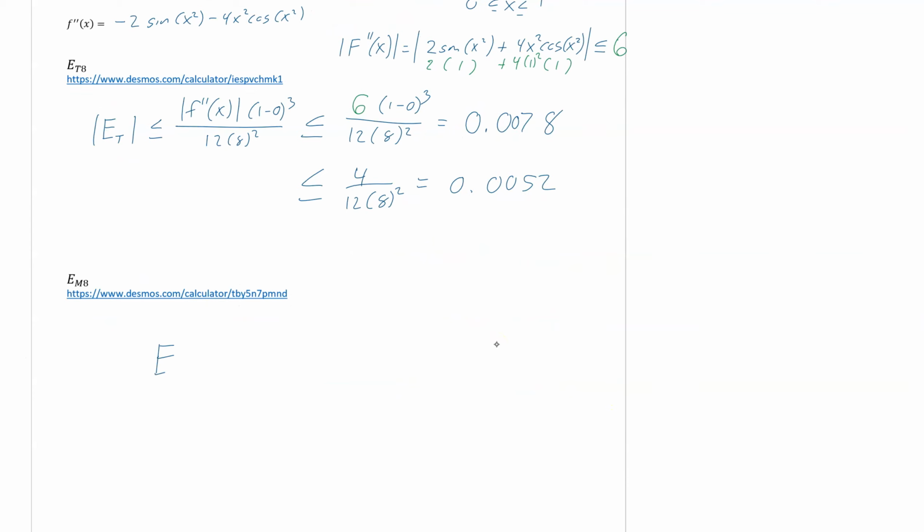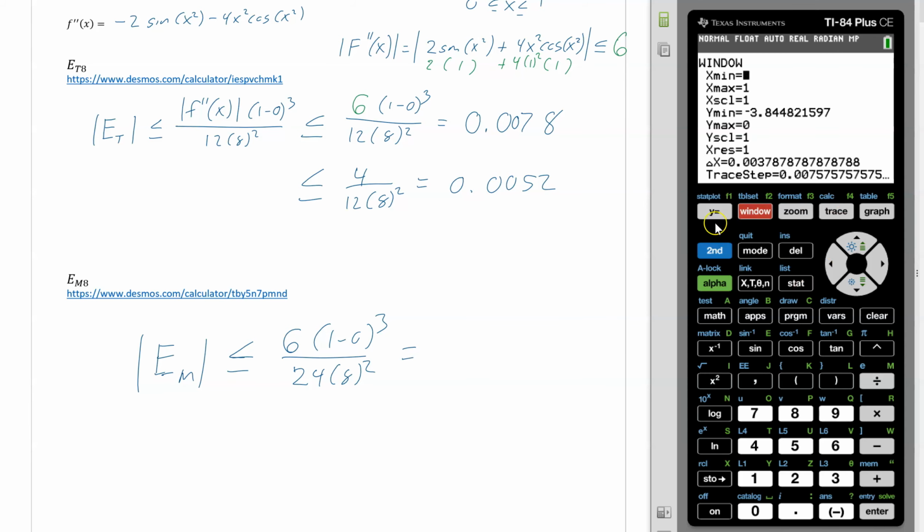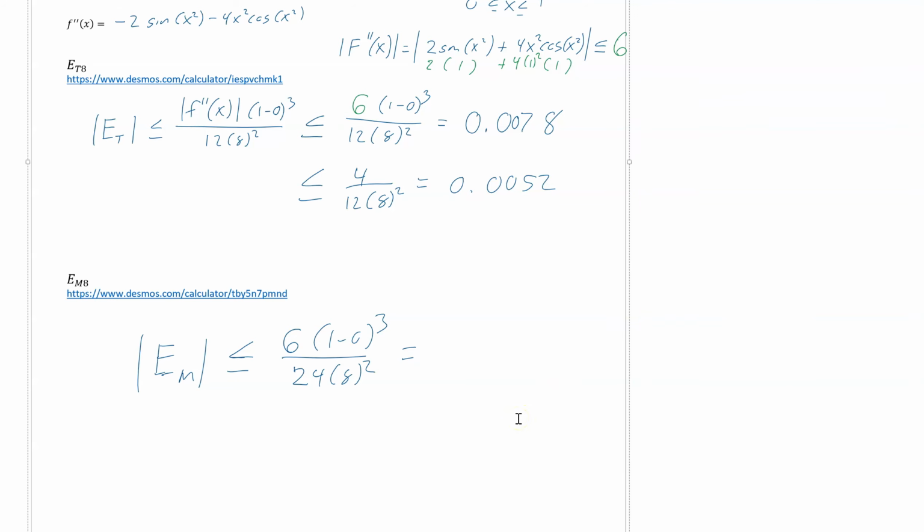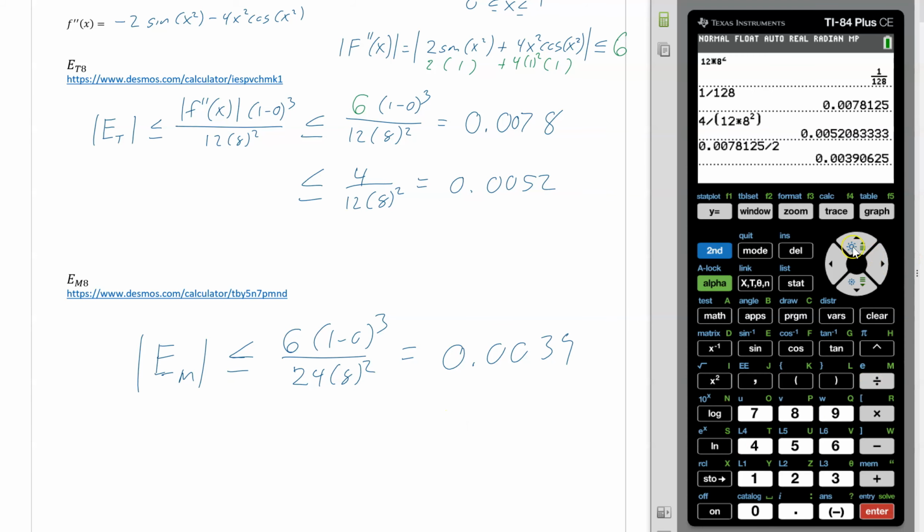So if we take the error of the midpoint, we just have to say that it would be less than or equal to, and then we would do the same thing, 6, (1 minus 0) cubed over 24 times 8 squared. But basically all we're going to do is divide it by 2. So we're going to do both together. If we take this one and divide it by 2, we get 0.0039. And if we take the other one and divide it by 2, you should already know what that one is, but we're going to do it just because, 0.026.